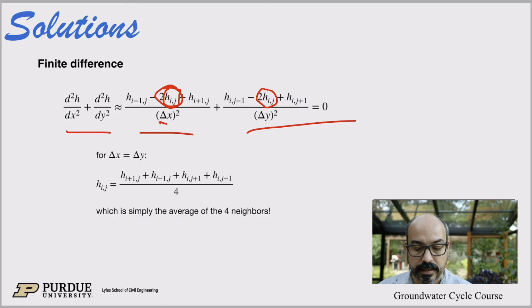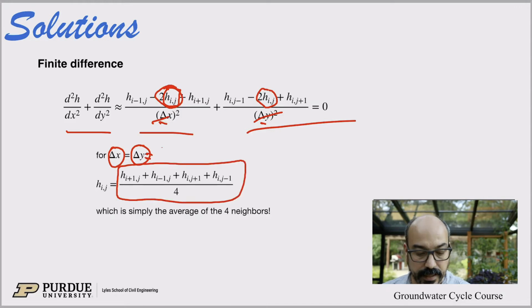Now, if we're saying that dx equals dy, so let's say we have a square grid just for simplicity, let's say we choose that our grid size is 100 meters in the X direction and 100 meters in the Y direction. So all our cells are the same, so delta X equals delta Y. These two things are the same number, so it doesn't matter when we do the math. Now if we solve everything, we can see that the head at X and Y equals the head at X minus 1 and Y, plus X plus 1 and Y, plus X, Y minus 1, plus X, Y plus 1, divided by 4.